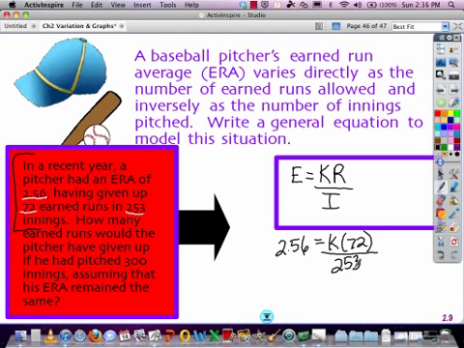Now look carefully at that because that's going to give us our K value. We need the K value before we can go on and answer their final question about, if his ERA remained the same, how many earned runs would the pitcher have given up? So with this, let's go one step further and then I'll leave it to something you need to bring to class with you. This looks to me like a fraction, and so if you're looking at this as a fraction, we've got a 72 over 253. To get rid of that fraction, the best scenario would be to multiply both sides by the reciprocal.